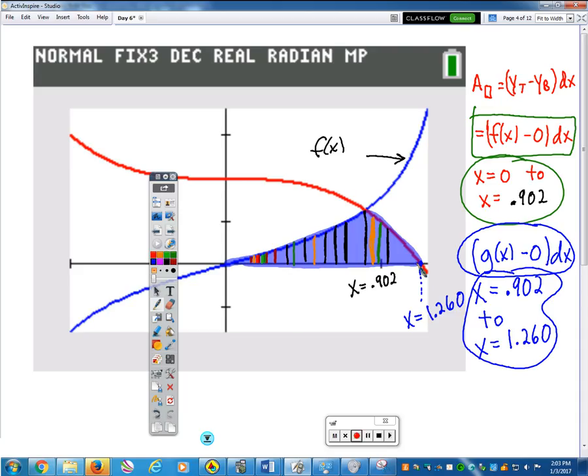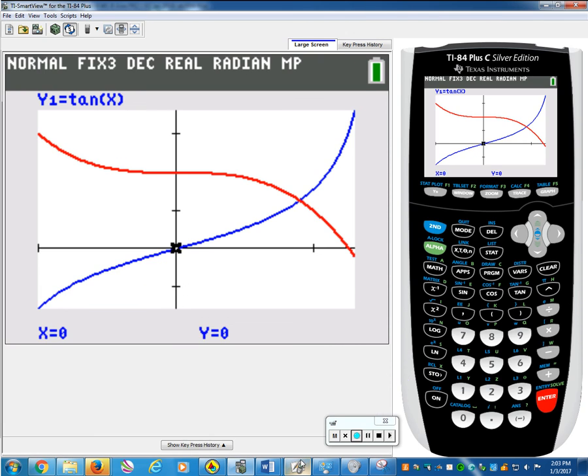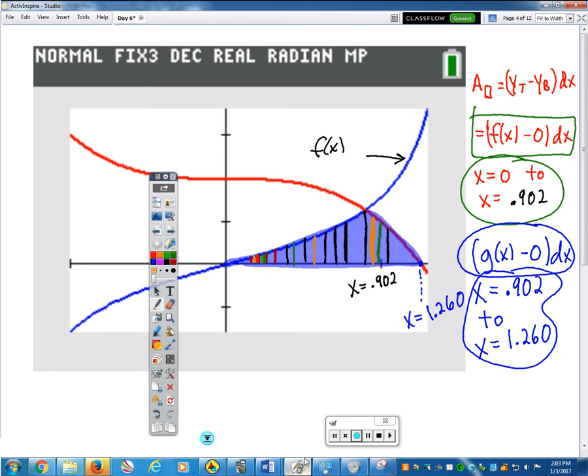Question. Okay, that was kind of the, trying to make sure you understood the idea. Let's go back to the sheet and show what I would write on my paper.